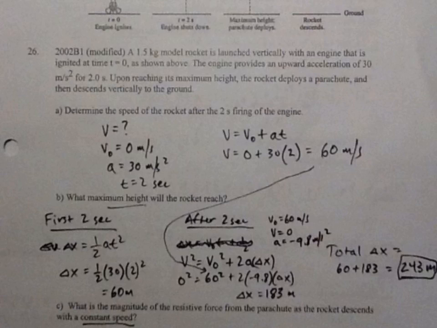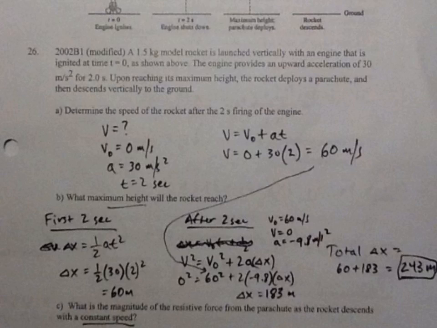So we look at the first 2 seconds and we solve for the displacement, and we see that it goes up 60 meters. And then after 60 meters, engine shuts off. Now there's no more force, there's no more thrust accelerating it upwards. So now the only force acting on this rocket is gravity.